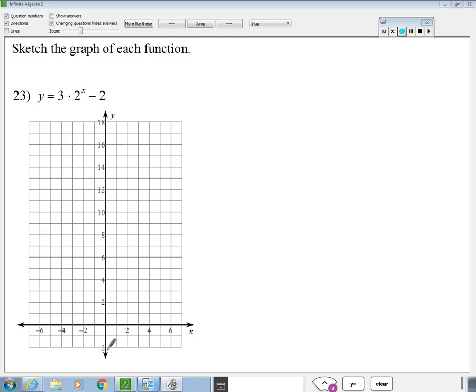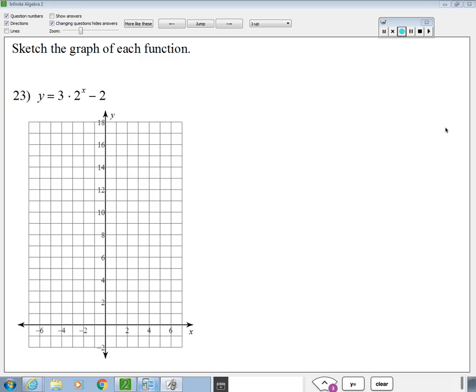This one can never go below -2, right? But it can go up forever. Okay, so with exponential functions, their domain will always be all real numbers. Their range changes according to where the asymptote is, because doesn't that horizontal asymptote keep you from going either down forever or up forever depending on where it is?